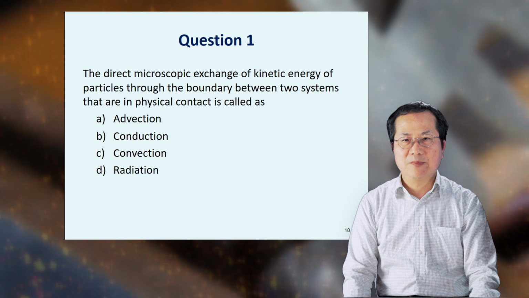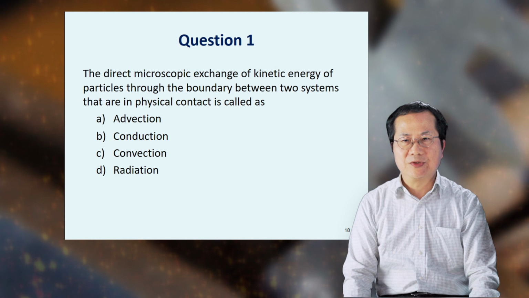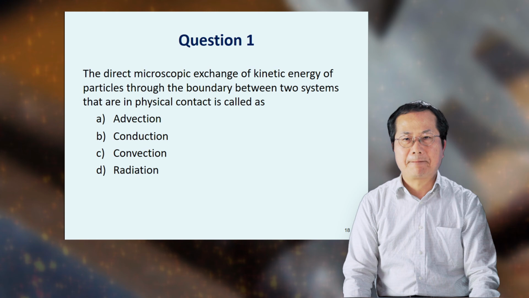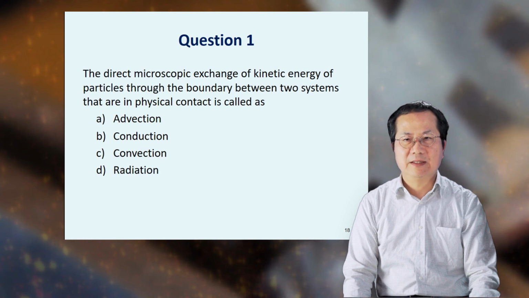Finally, we prepare some questions for you. Question 1. The direct microscopic exchange of kinetic energy of particles through the boundary between two systems that are in physical contact is called: A. Advection, B. Conduction, C. Convection, D. Radiation. Yes, the answer is B. Conduction. Did you get it?